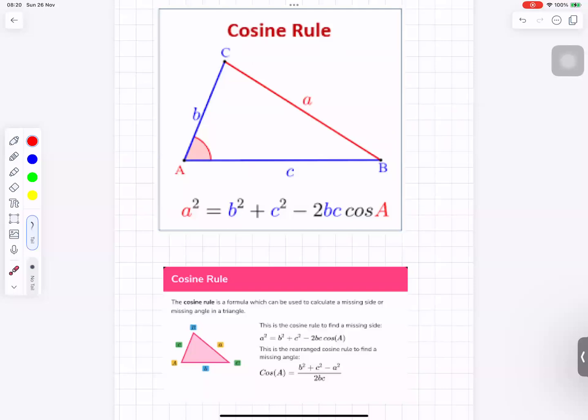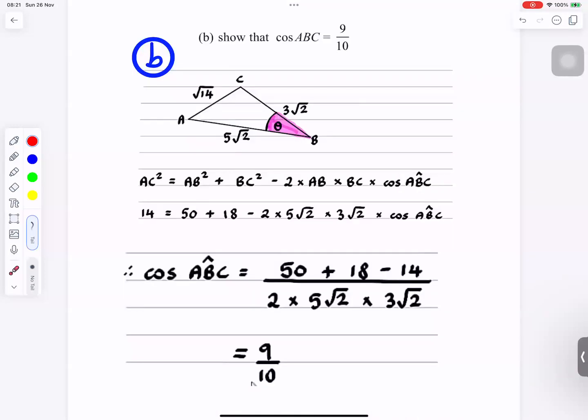For part B, we're going to use the cosine rule. And the one we're going to use is the one at the bottom there, where the cosine of the angle is equal to b squared plus c squared minus a squared over 2bc. So what we do now is we just rearrange it. We have to find the magnitude for each of these sides. So we substitute AB squared and BC squared, and we rearrange it to get cos of angle ABC as the subject, which is that angle. So that will be that. Using the formula above, you get 9/10.